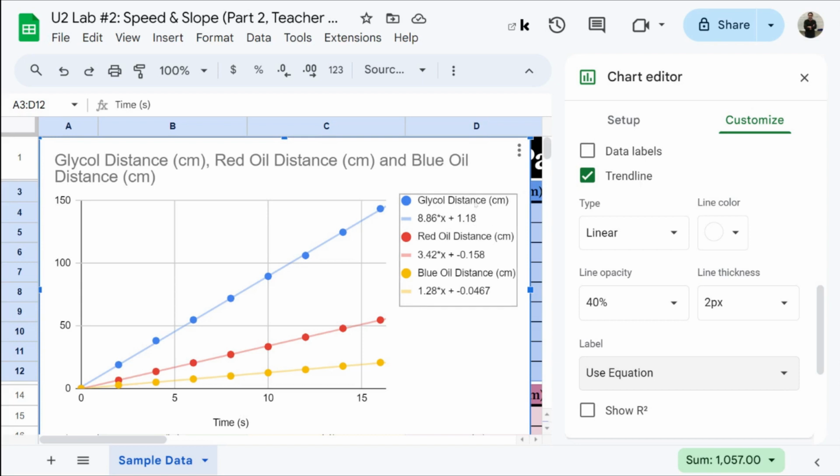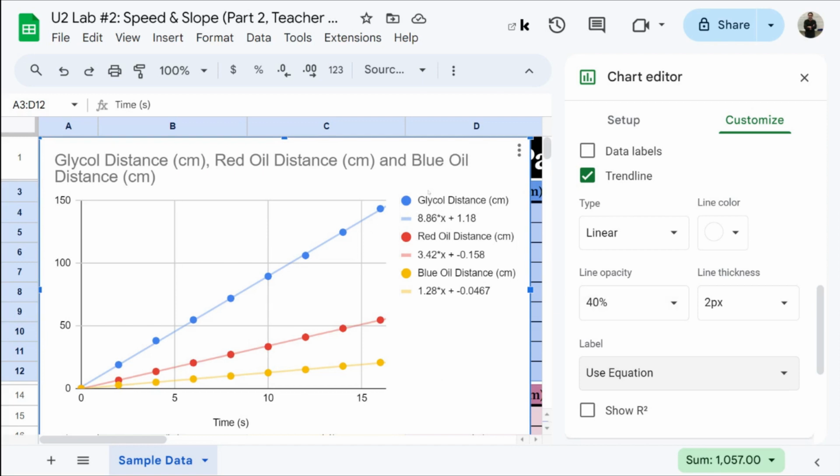So for my glycol, this 8.86 number in front of the x here is saying that the bubble travels 8.86 centimeters per 1 second. And after another second, it travels another 8.86 centimeters. After another second, it travels another 8.86 centimeters, and on and on. Whereas the blue oil only travels 1.28 centimeters every second. So as another second goes by, another 1.28 centimeters is traveled.